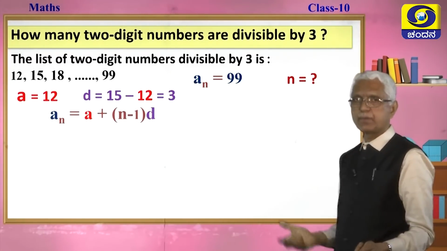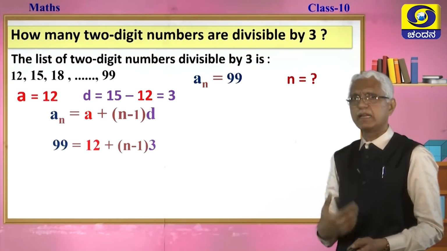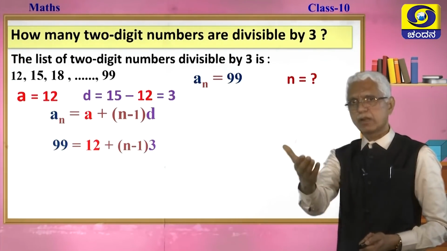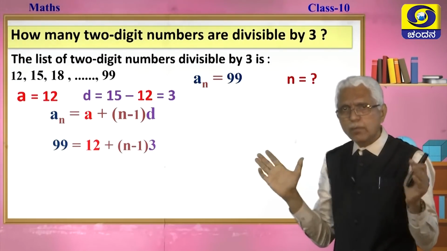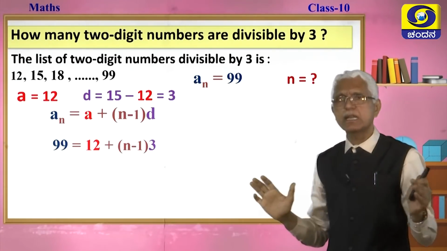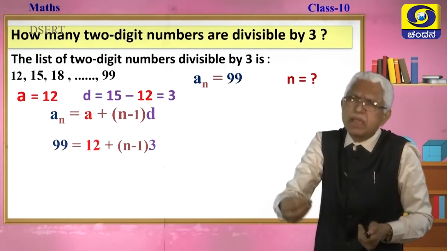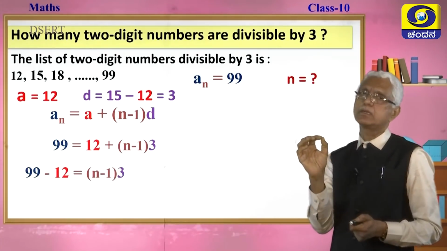Please observe. You need to find out the value of n. An is equal to a plus n minus 1 into d. It is mere substitution, my dear children. An is equal to 99, a is equal to 12, d is equal to 3. So, 99 is equal to 12 plus n minus 1 into 3. Wonderful. No magic. Being very simple, and since we are used to it, maybe I am a little quicker, right? Simplification, you need to be careful.